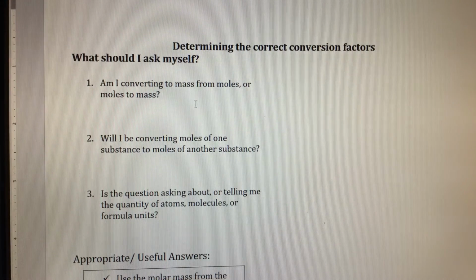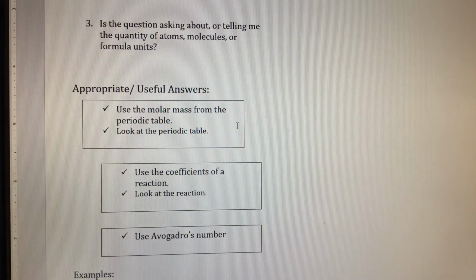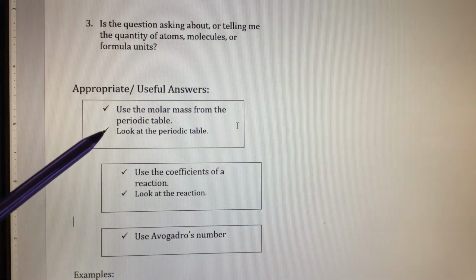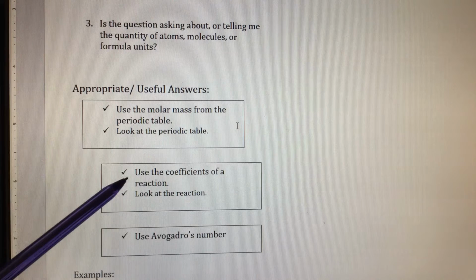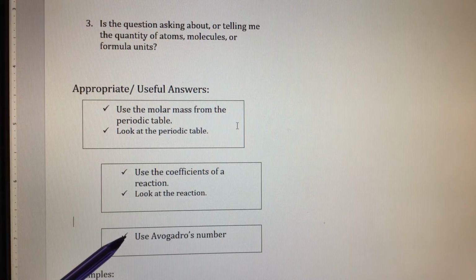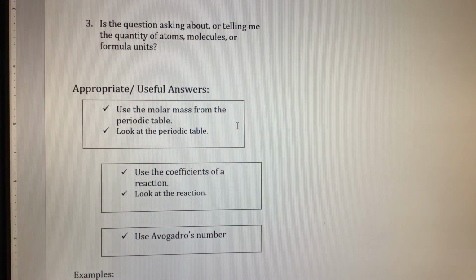After you figure out what the question is asking, there's three possible answers. You could use the molar mass from the periodic table, you could use the coefficients of a reaction, or you could use Avogadro's number. Each of these answers will determine what factor, what fraction, you use.